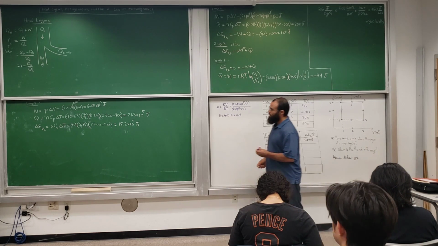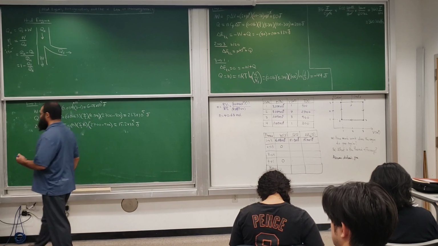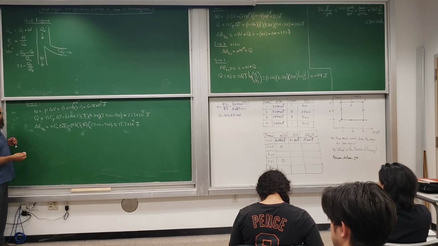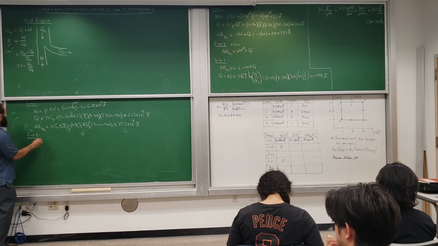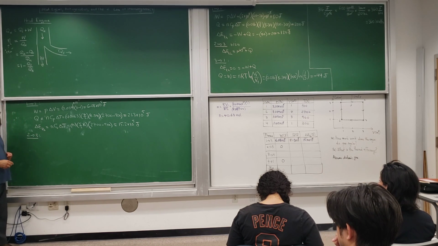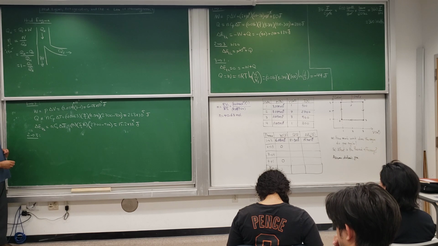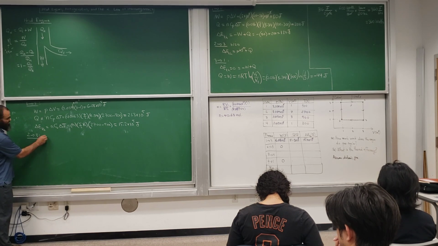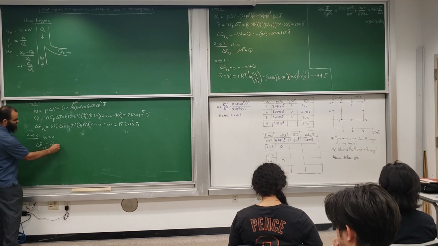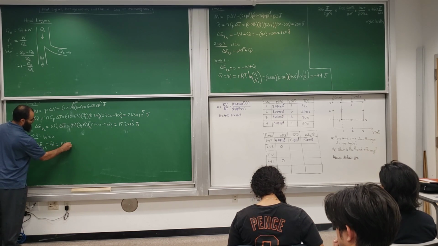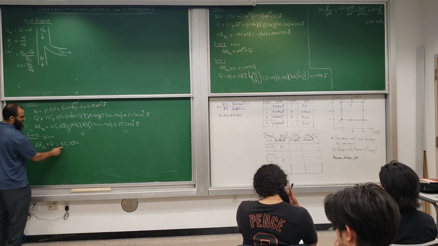Okay. Let's do from 2 to 3, and then the other ones I will just write down the answers. So from 2 to 3, it's isochoric, so W is 0. Since W is 0, the change in thermal energy is simply equal to Q, and we get nCv delta T.